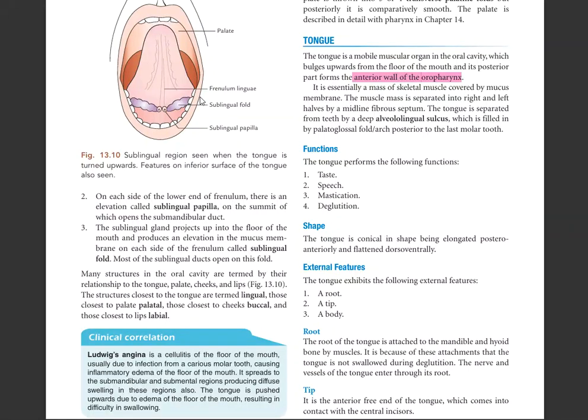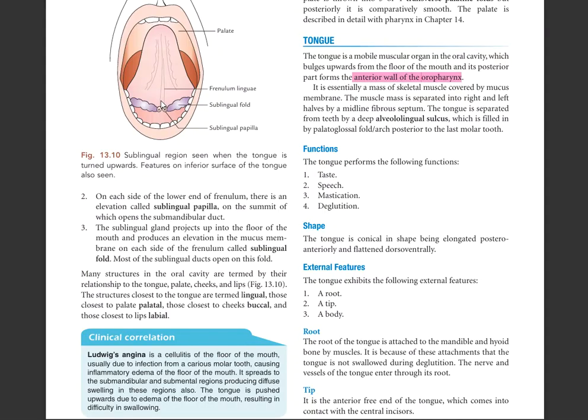So the tongue is a mobile muscular organ in the oral cavity which bulges upwards from the floor of mouth. Its posterior part forms the anterior wall of the oropharynx. So, coming to the functions of the tongue, it helps in taste, speech, mastication, and deglutition. The shape of tongue is conical and it is elongated posterior-anteriorly and flattened dorsoventrally.